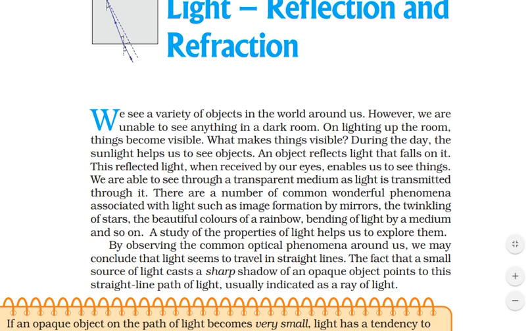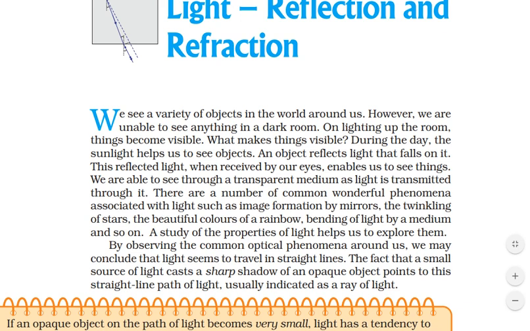Because of this transmission through transparent objects, transparent mediums, there is some bending of light, the beautiful formation of the colors of the rainbow, twinkling of stars, and formation of images in the mirrors. These are possible because of the different properties of light. So we will learn about this in this chapter.